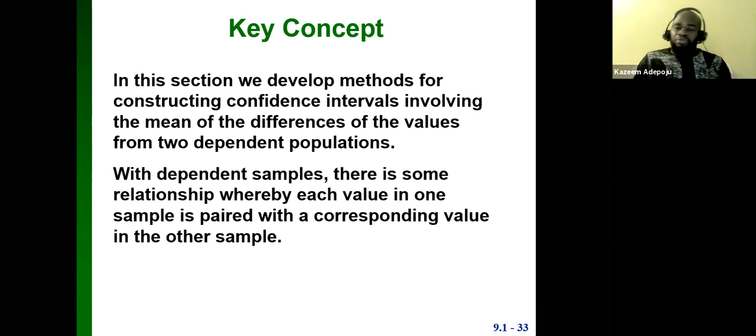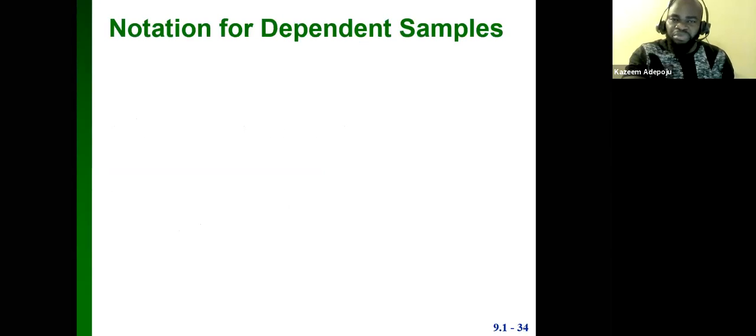Okay, with a dependent sample there is some relationship whereby each value in one sample is paired with a corresponding value in the other sample. Maybe you're talking about reducing the weight of some participants, and you give them a certain drug that can reduce their weight, and then you compare before using the drug and after using the drug, you compare their weight. So stuff like that is going to be paired.